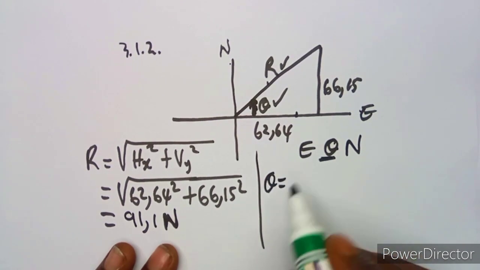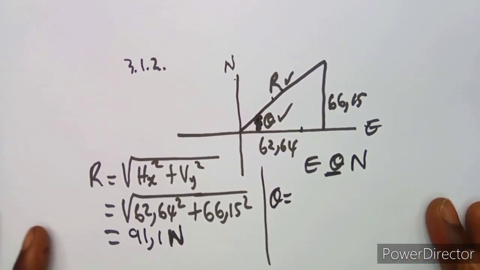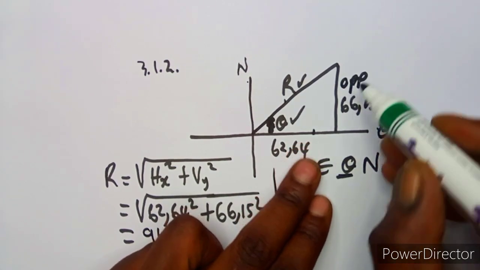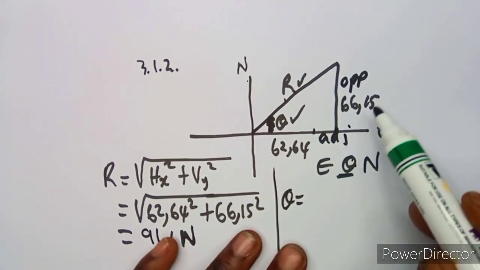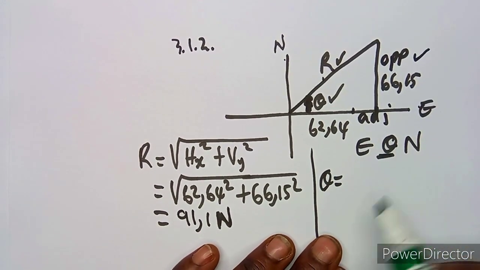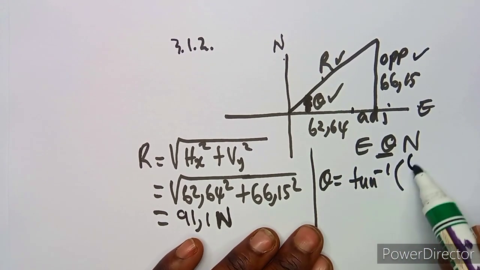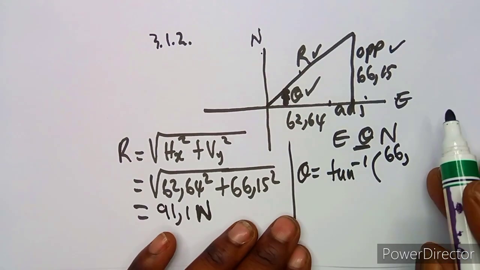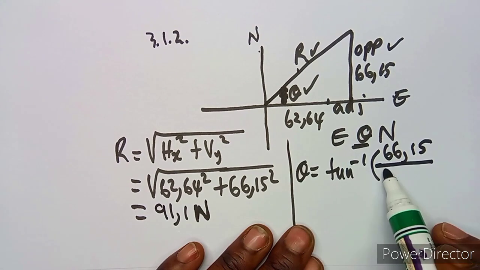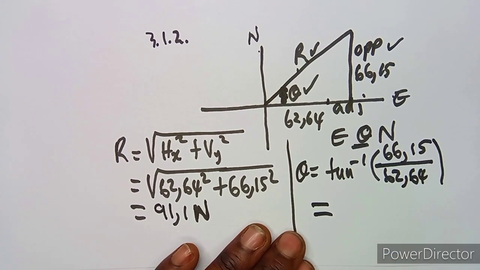So theta from your arctan, because you are given theta. Also, like I was saying guys, these are just mathematical skills. If you cross-check from your mathematics, you know that if this is theta, this is the opposite and this is the adjacent. So where do you use opposite and adjacent? It is the ratio for tan. Tan uses opposite and adjacent. So theta is equal to arctan of the opposite, which is the vertical component, 66,15, over the adjacent, which is the horizontal component, 62,64, like this. Okay, so that's arctan of that fraction.